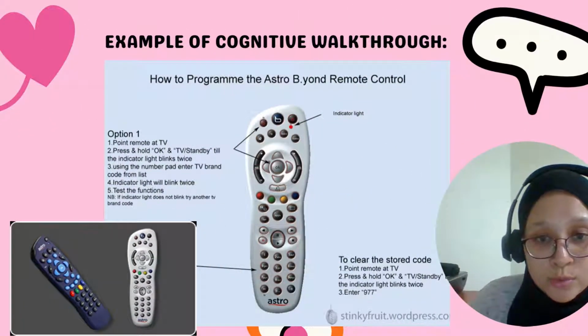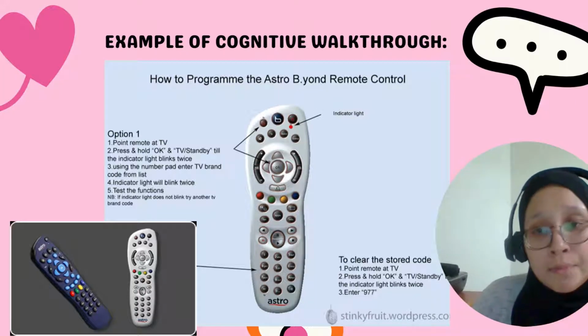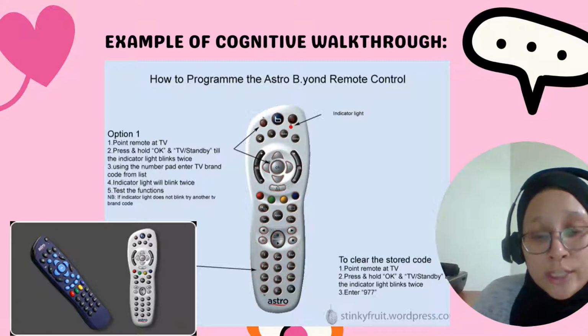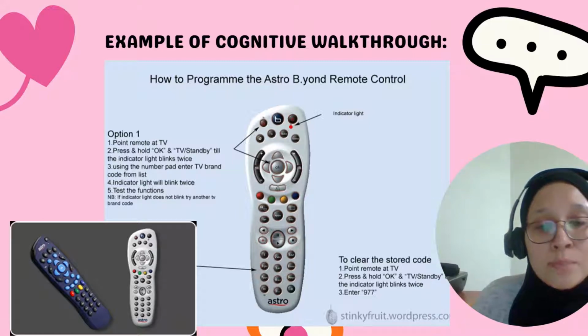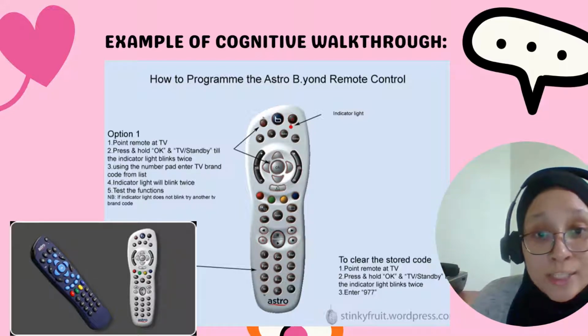Okay. This is a remote control. So as you can see, this remote control is actually a very good example of a cognitive walkthrough. Why? Because as a user, if you want to switch on the TV and then switch to another channel, you have to go through a cognitive walkthrough. So you know the steps to change the channel. So in order for you to change the channel, you know that you need to switch on the TV first.